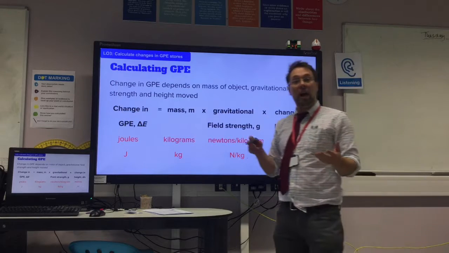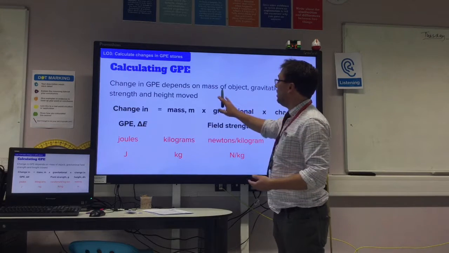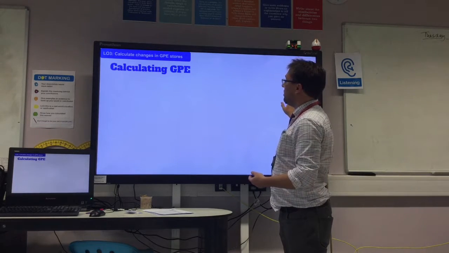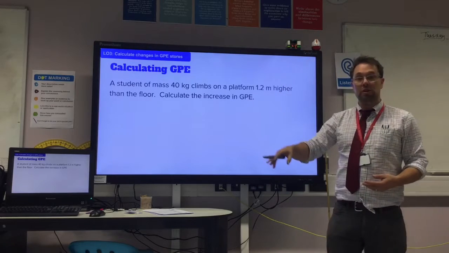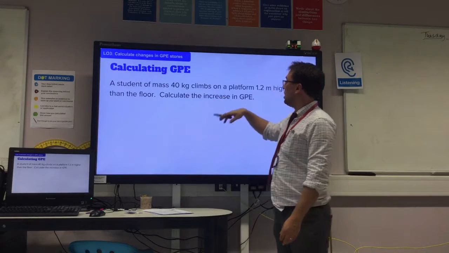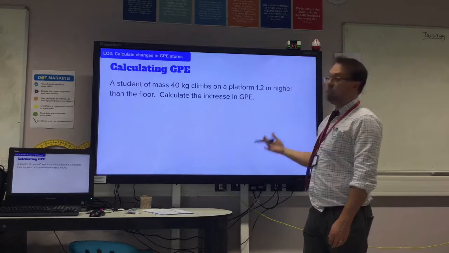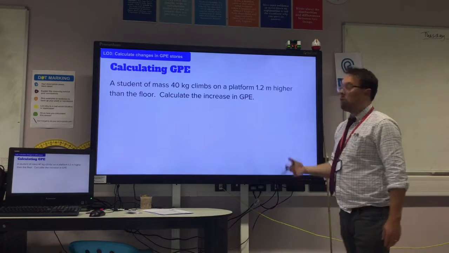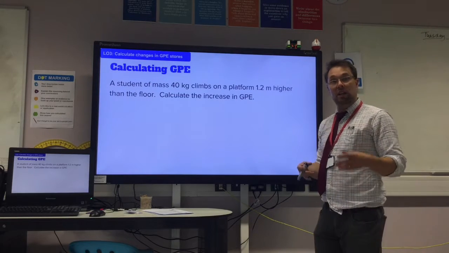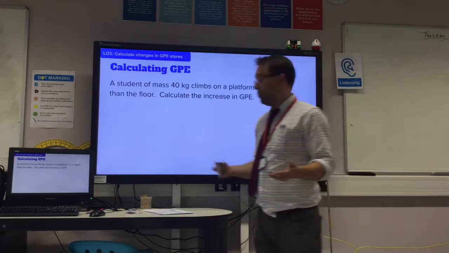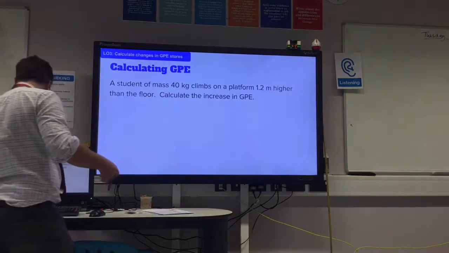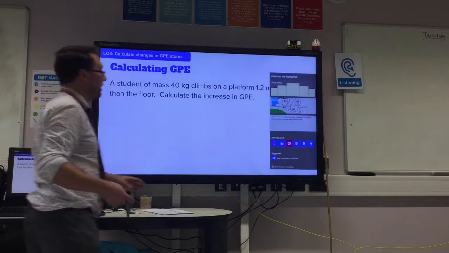So let's look at a worked example for this one here. If we have a little look, what we've got is a student with a mass of 40 kilograms climbs on a platform 1.2 meters higher than the floor. Calculate his increase in gravitational potential energy. So we're going to work this out. We're going to substitute in the values and we're going to see what we can actually work out here.